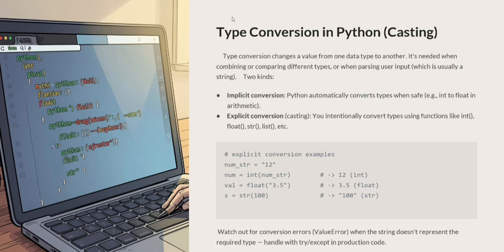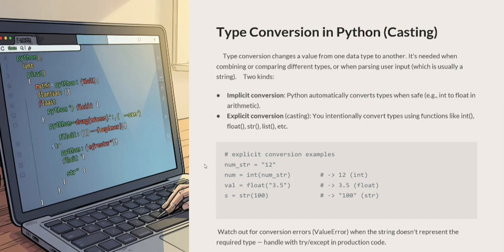Okay, so the second type of conversion is explicit conversion. It is done manually by the programmer. We use functions like int, float, string, list, etc. Okay, let's see the example. Here we have converted string into int. Now num becomes 12. Here you can see 12 is an int.